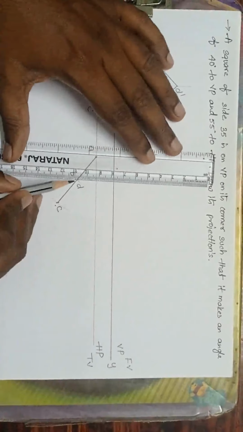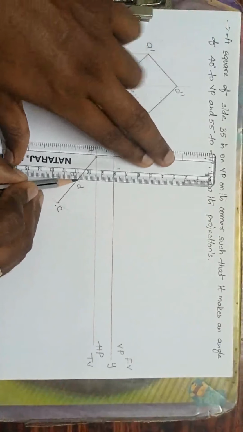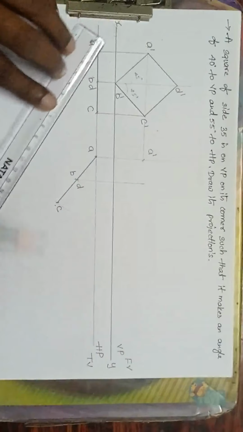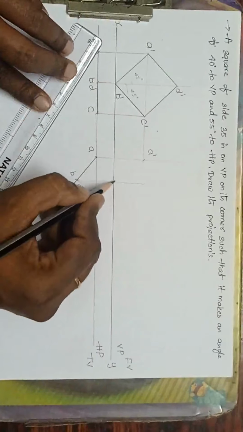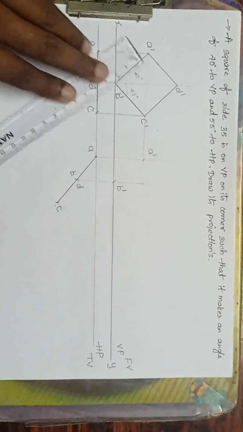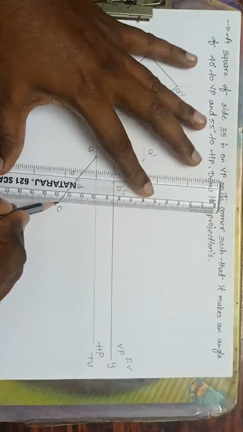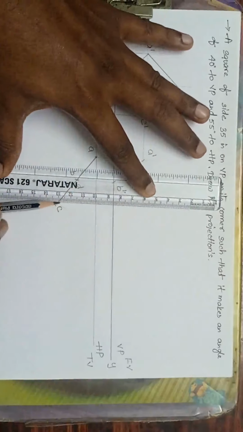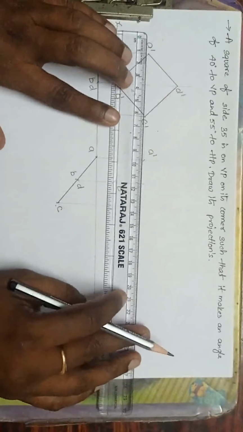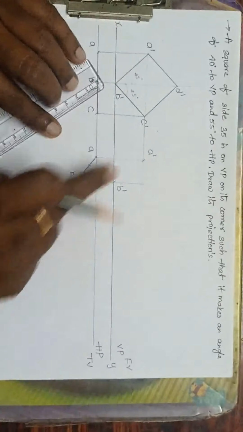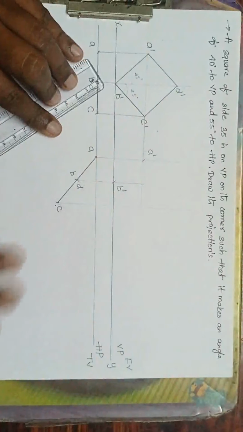Now from B drop the perpendicular line. Done. Now see here, this is the meeting point. Now I will mention this is B dash. Now from C, see here, from C drop the perpendicular line like this, and from here drop the horizontal line. Now this is C dash. I am matching C dash with perpendicular parallel. That's it.